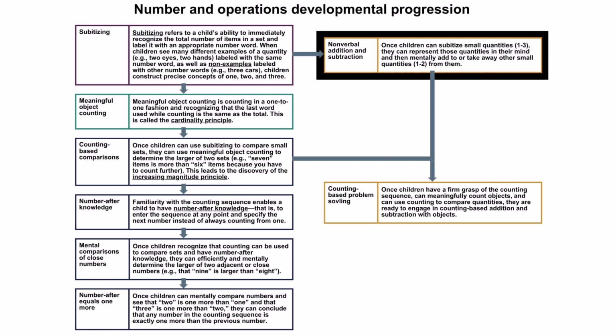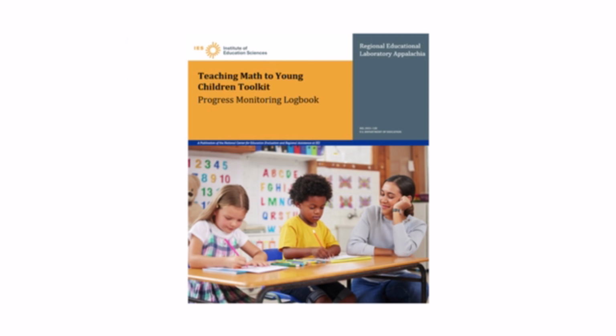You can use this progression, along with the Subitizing developmental progression and your progress monitoring logbook, when planning and tailoring instruction for your students. This progression is particularly helpful when deciding which skill to focus on when a child is ready to move on or if a child is struggling. The Progress Monitoring Logbook is another key resource to support you in engaging in progress monitoring with your students. You might have noticed already that the skills listed in the logbook align with the Subitizing developmental progression.